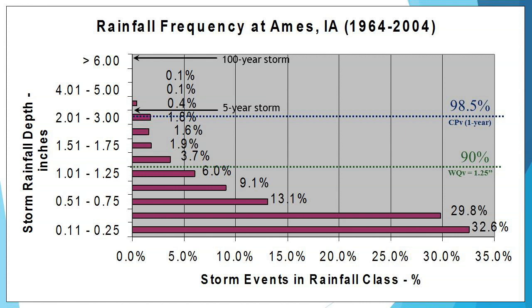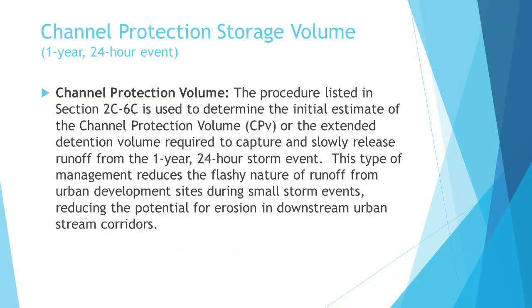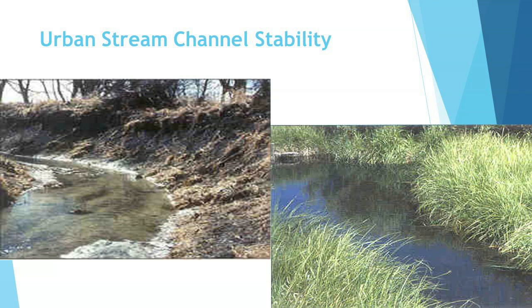And with this procedure, there's an initial estimation procedure that helps you determine the channel protection volume. After you do the estimation procedure, you'll know how big your practice is going to need to be. Then you can actually site the practice on your site and design it. And then eventually you'll do a final modeling, where once you actually know the contour areas of that practice and how much volume there really is, you can do true-to-life modeling to confirm your initial estimates. And again, this is what we're trying to avoid, the picture on the left, and go to the picture on the right.